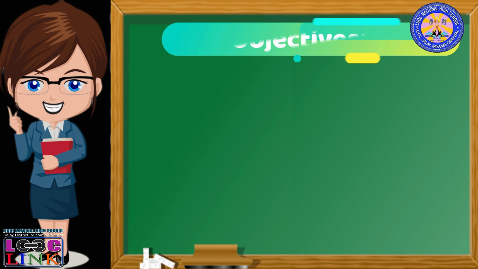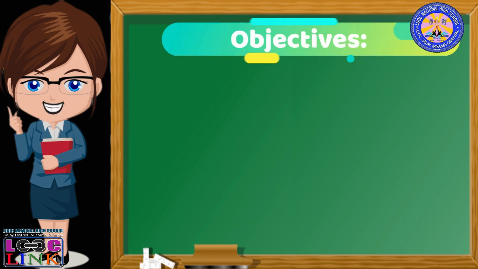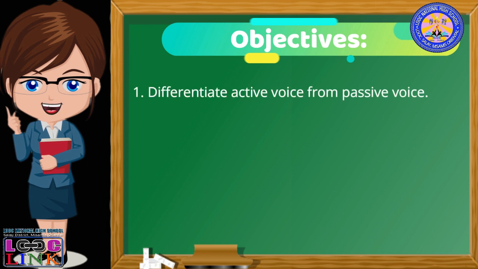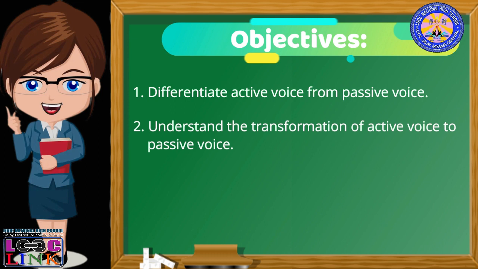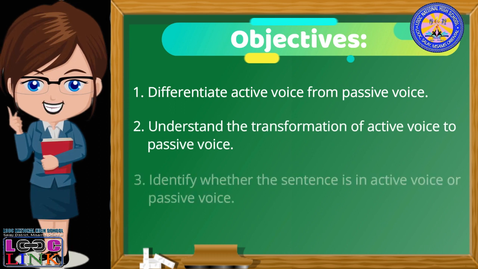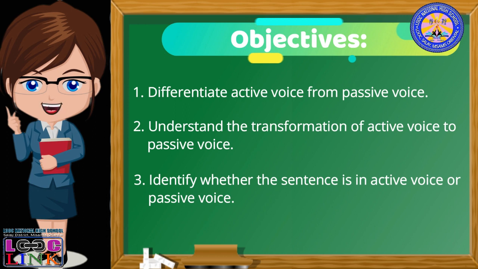We have three objectives for our lesson today. One, differentiate active from passive voice. Two, understand the transformation of active to passive. Three, identify whether the sentence is in the active voice or the passive voice.